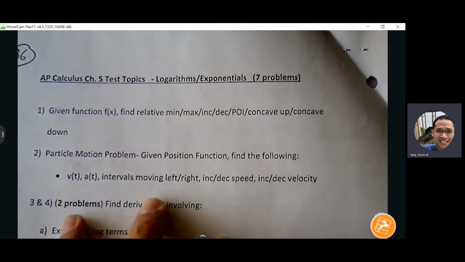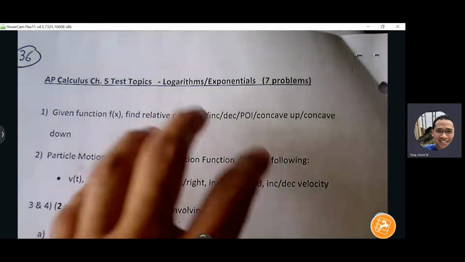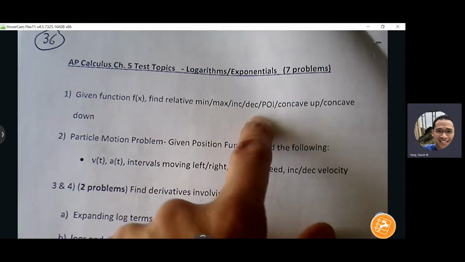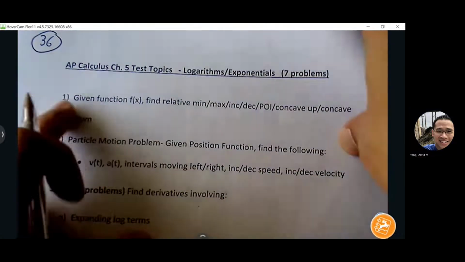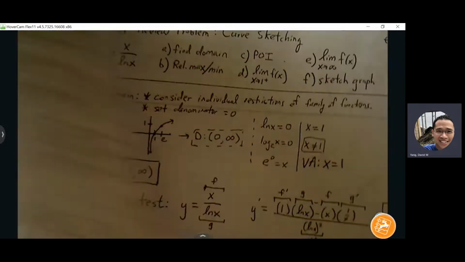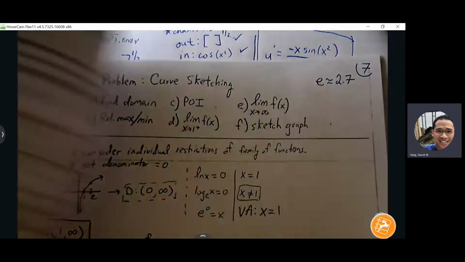Okay, your test review packets. If you look at page 36, I want to keep coming back to this page. You're going to be asked to find relative max and relative min for your curve sketching problem, but I'm not going to ask you to sketch your graph. There are curve sketching problems all over this packet. I really think page 5 and page 7 are really good ones to go through.